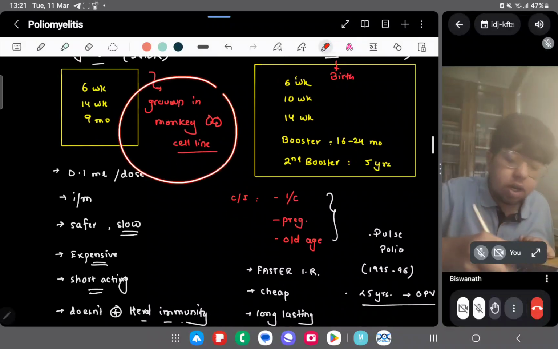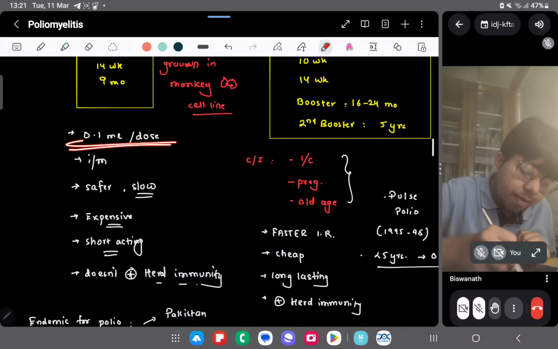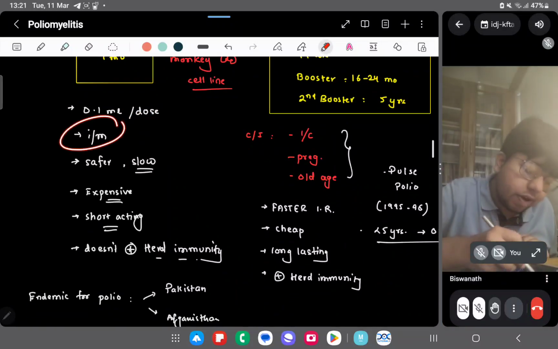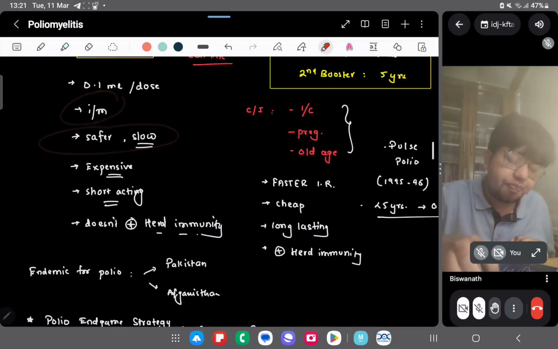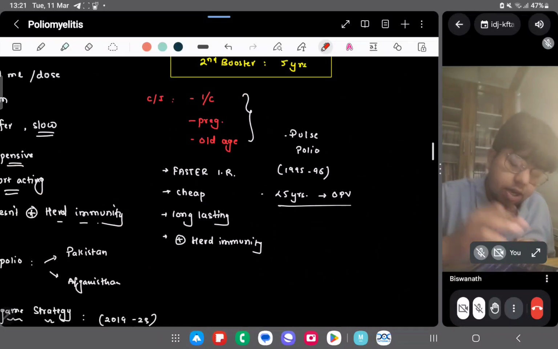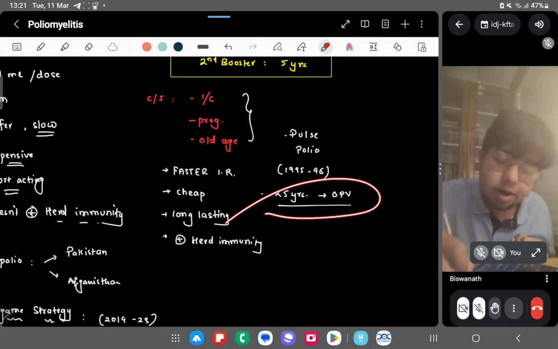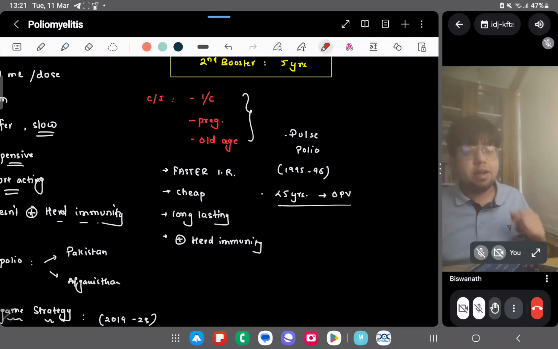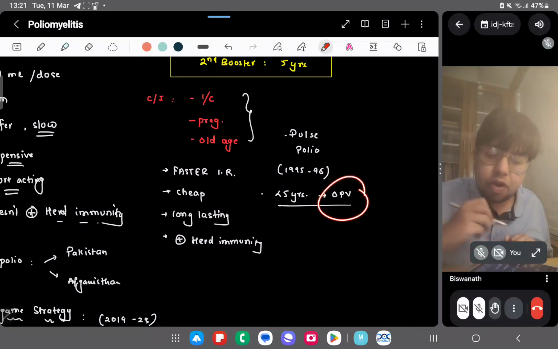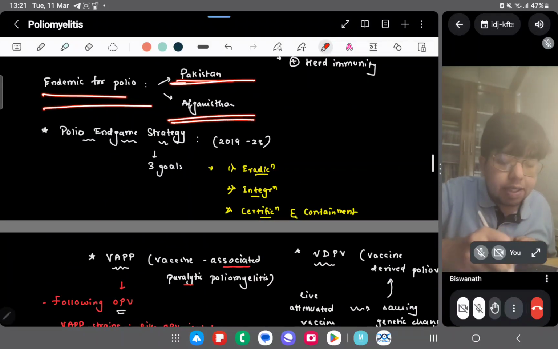The injectable one is grown in a monkey kidney cell line. The dose given is 0.1 ml, IM, safer and slow. It's expensive, short acting, and doesn't induce herd immunity. But the oral vaccine is faster, cheap, long lasting, and induces herd immunity. The Pulse Polio program, I told you, was inaugurated in 1995, and here we give every child below the age of 5 the oral polio vaccine, right? Polio is endemic in two countries, Pakistan and Afghanistan.